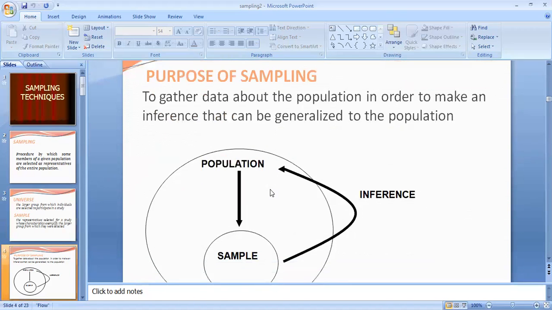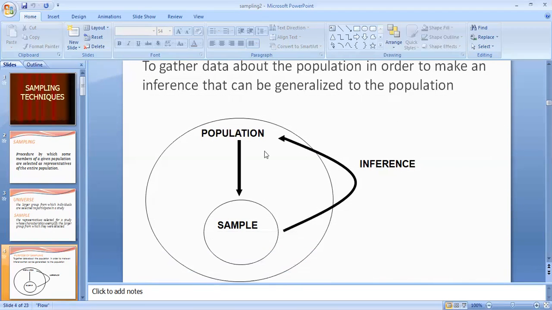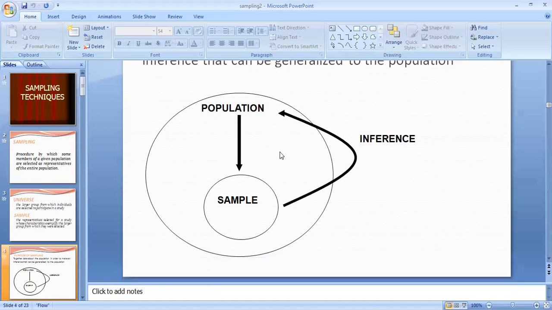Now, the purpose of sampling: why do we use sampling? To gather data about the population in order to make an inference that can be generalized to the population. This is the whole population, and a sample is a small part of the population. So there is an inference relation between these two.